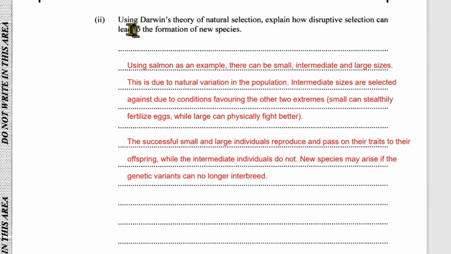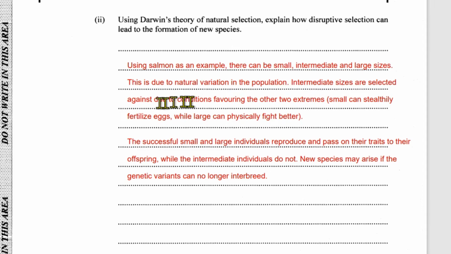Part 2. Using Darwin's theory of natural selection, explain how disruptive selection can lead to the formation of a new species. I just explained it here. So using salmon as an example, there can be small, intermediate, and large sizes. This is due to natural variation in the population. It's just due to having a large gene pool, a large amount of alleles that can be spread to offspring.